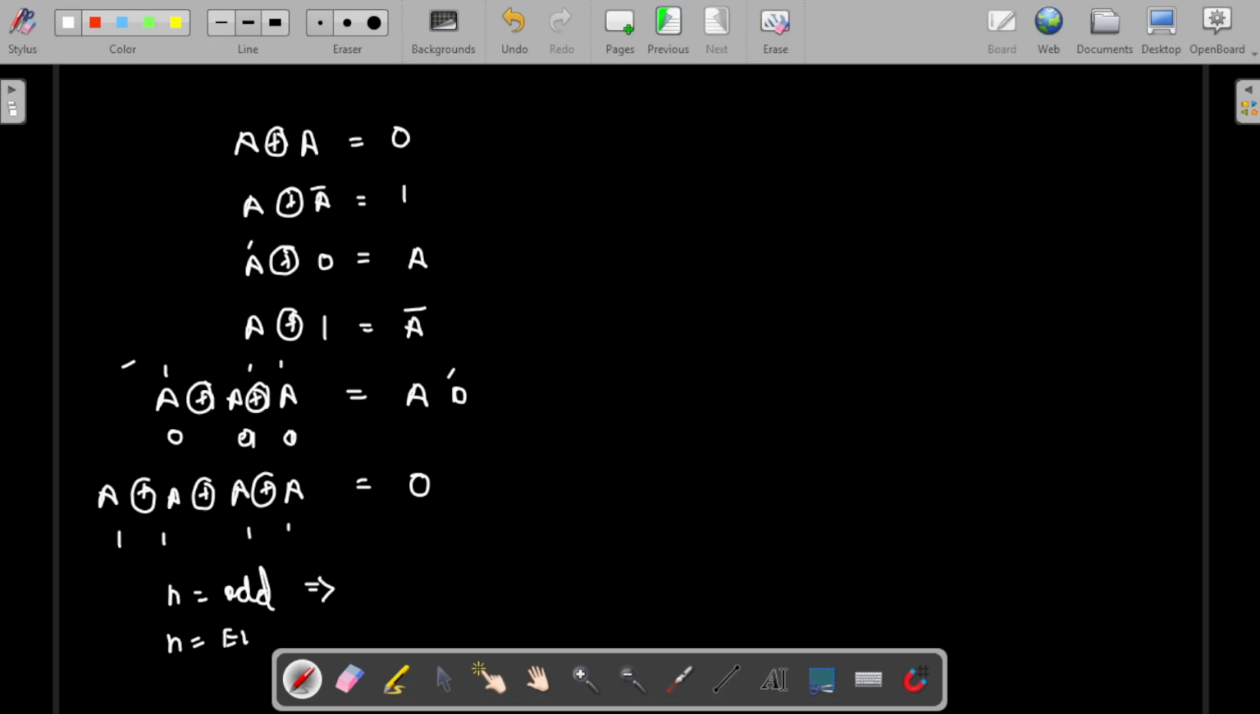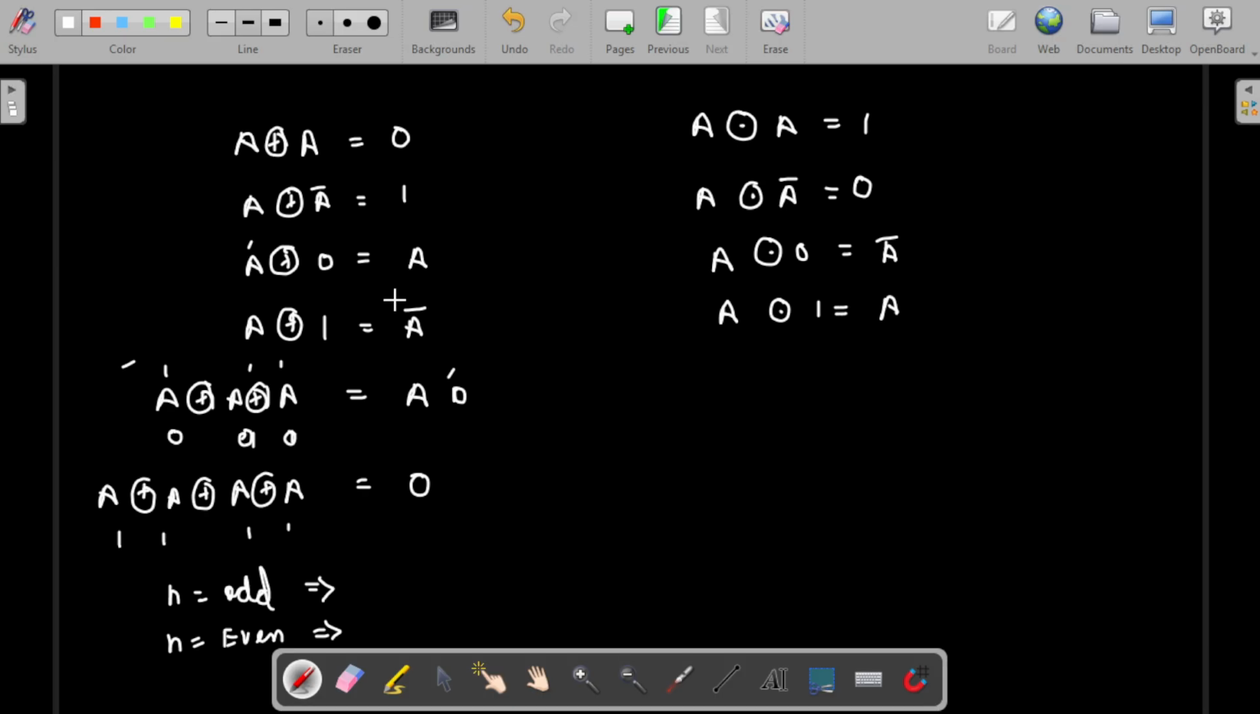So if n is even, meaning the number of inputs is even. Let me complete another table and fill this one. So here A XNOR A, which is equal to 1. This is quite the opposite of this one. Here A XNOR A bar, which is opposite of this one, which is 0. Here A XNOR 0 is equal to A bar. Here this is opposite: A XNOR 1 is equal to the opposite of this one.